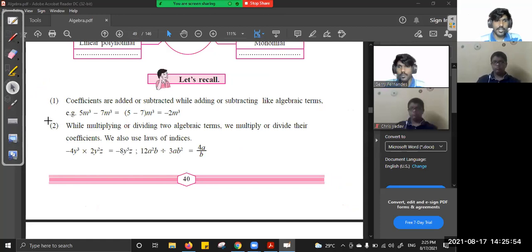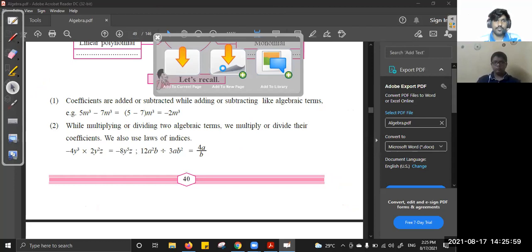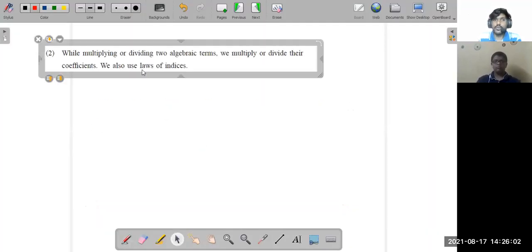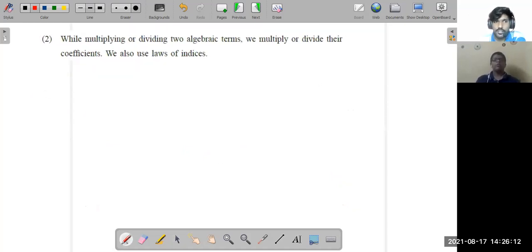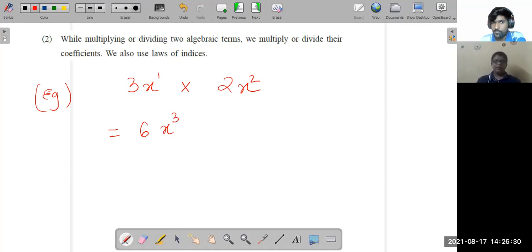Second point is about multiplying and dividing. While multiplying or dividing two algebraic terms, we multiply or divide their coefficients and we use the law of indices. So for example, I'll take the same example. You're multiplying 3x with 2x square. So 3 into 2 is 6, and x into x square. Powers get added, so it will become x cube.